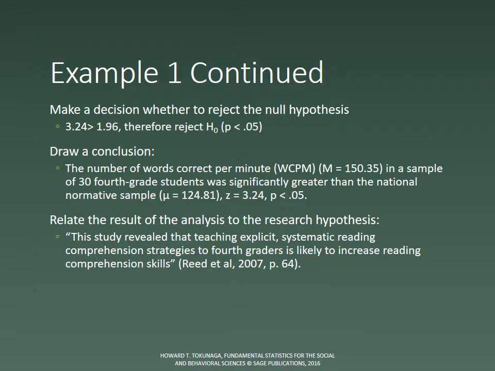Then we put a comma, our z value that we found for our sample's mean, which was z equals 3.24, and then we put that our p-value was less than 0.05. Now the last step is relating this result back to our research hypothesis, which was about wondering if this program was effective. So what this study found was that teaching explicit systematic reading comprehension strategies to these fourth graders is likely to increase reading comprehension skills.